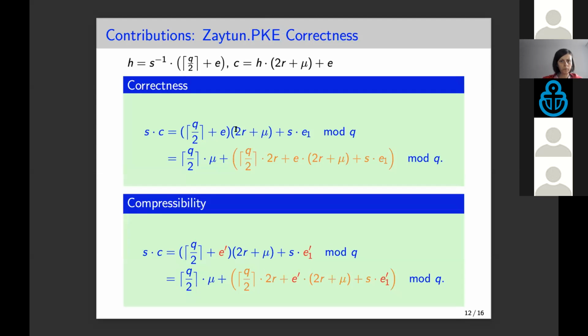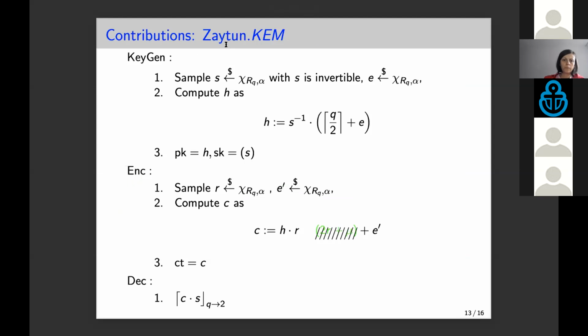So here we used another technique: the multiplication of these 2 terms will be canceled by modulo Q, almost canceled by modulo Q, so we can still decrypt the ciphertext. And we construct a KEM. For the KEM, we didn't encrypt a random message. We just encrypt the lower bits of the random element R here.